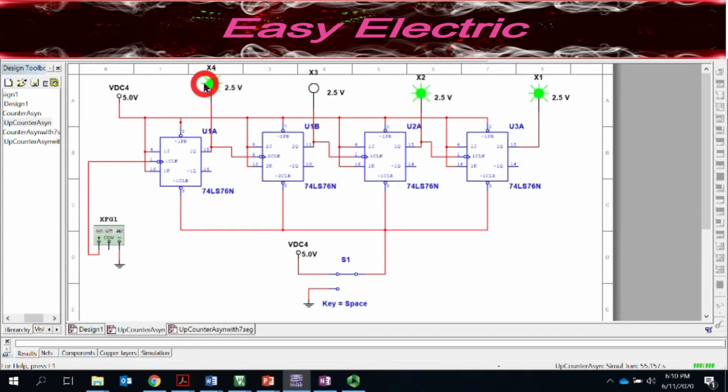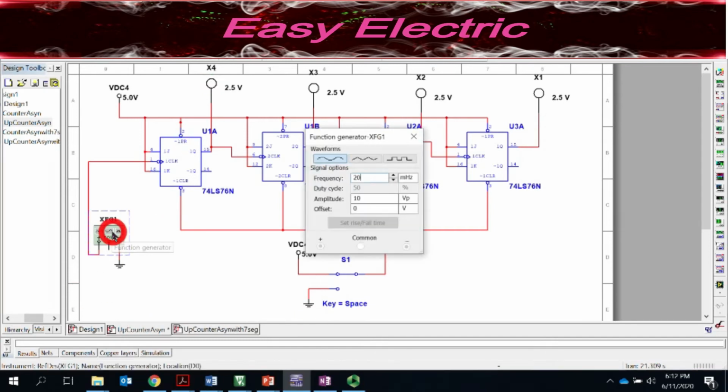The next is 13. That's right. 12 plus 1 is 13. The next is 14. That's right. And the last one is actually 15. Then it's back to 0. See, it's back to 0, and again starts to count.